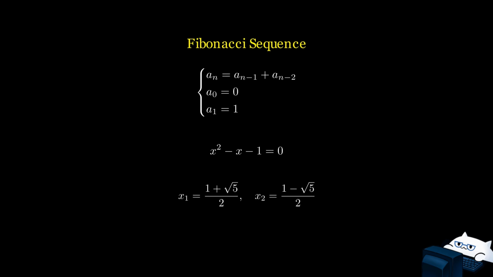For clarity, we will name our roots phi1 and phi2. Take note that here we have two distinct roots, each with multiplicity 1, so our solution falls within the first category discussed. Substituting into our general solution, we get this equation, which we can solve using the initial conditions.